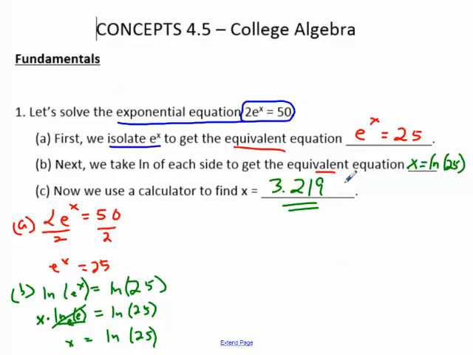If we're given something like this in the rectangle here, 2 times e to the x power equals 50, isolate the e to the x power by dividing or subtracting or whatever to get everything away from the exponential term. In this case, all we have to do is divide by 2. Gives us this. Take the natural log of each side. In the green, natural log of each side gives us x equals ln of 25, and we solve for ln of 25, which equals 3.219, and we're done.